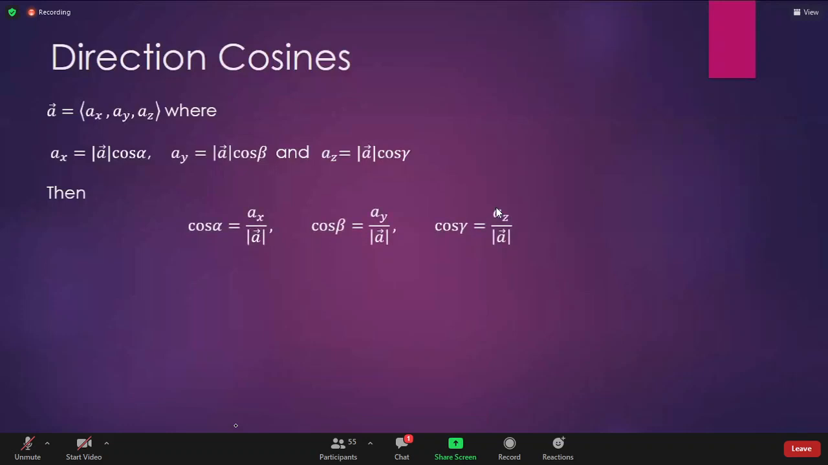Let's see. Then I can express all these cosines. Cosine alpha is the x coordinate divided by the magnitude. Cosine beta is the y coordinate of the vector divided by the magnitude. Cosine gamma is the z coordinate divided by the magnitude of the vector. And these are the cosines of the angles the vector forms with the axes. These are called the direction cosines, and the angles themselves can be called direction angles. But what is more important is the direction cosines. Direction cosines are more important than the angles themselves, it turns out, strangely enough.